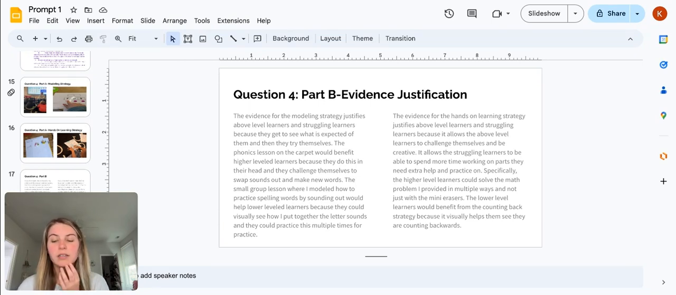The evidence for the hands-on learning strategy justifies above-level learners and struggling learners because it allows the above-level learners to challenge themselves and be creative. It also allows the struggling learners to spend more time working on parts they need extra help and practice on. Specifically, the higher-level learners could solve the math problem I provided in multiple ways and not just with the mini erasers.